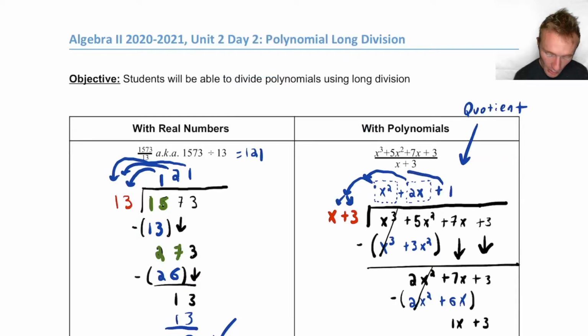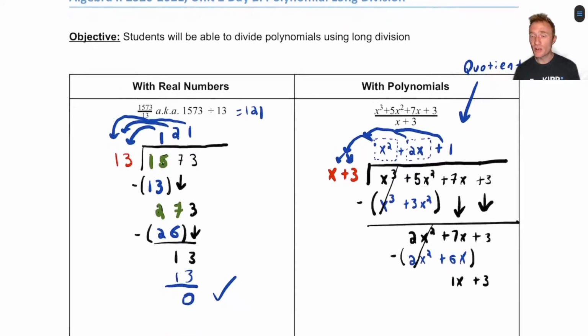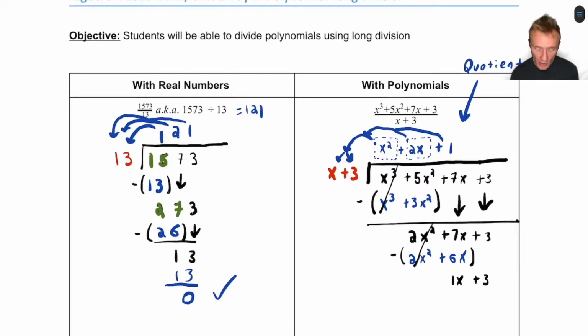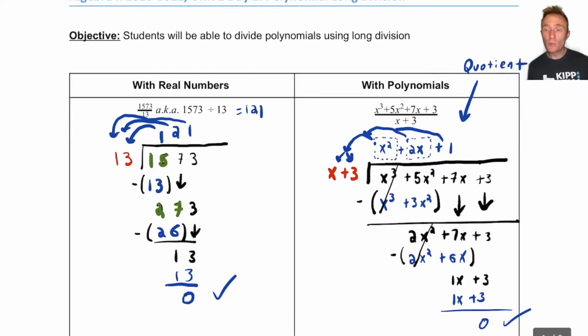Now you can get a remainder, that can happen. I'll tell you though when that happens. I like to give the first day's assignment on this with no remainders, so these problems are kind of self-checking. If you get a remainder, if your last thing doesn't also give you 1x plus 3, you'll know you've gone wrong here. Your check for now will be that you wind up with no remainder.